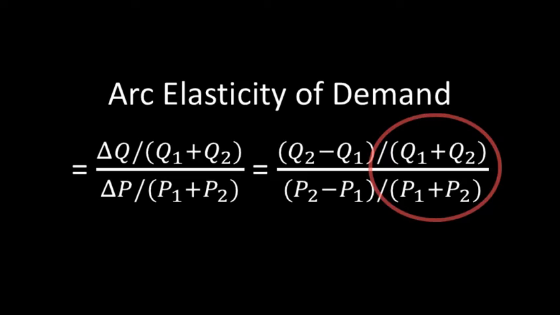plus Q2. The reason this fixes the problem of having discrepancies in the value of the elasticity when you don't know the sequence is that if you have two numbers, say 5 and 6, and you add them together, it doesn't matter whether you add 5 plus 6 or 6 plus 5. You still get the same value. So in the arc elasticity, instead of anchoring everything by an initial quantity when we're unsure what the initial quantity is, we anchor everything by the sum of the two quantities that you observe.